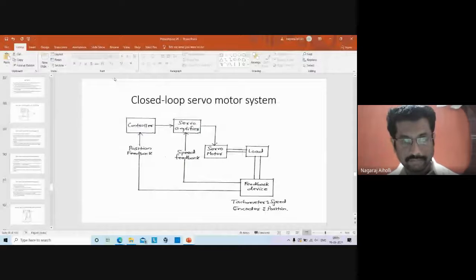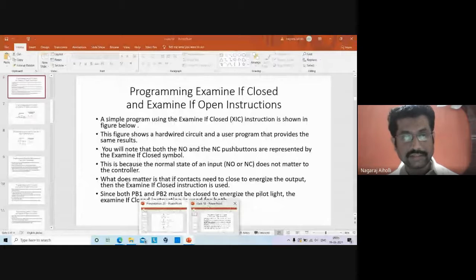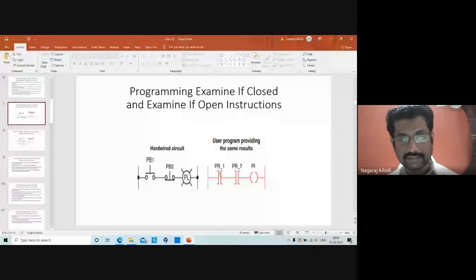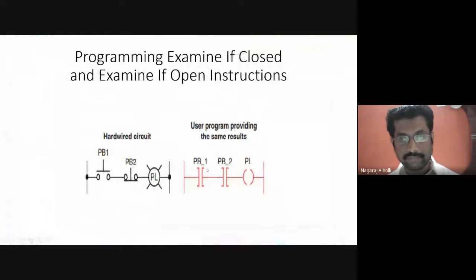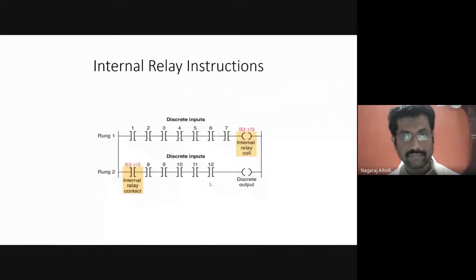Examine if open and examine if closed, you can see here. So how is examine if open represented? It is like this. This is examine if open. Okay, this is how they are represented. If there's a cross mark, it is examine if closed. We'll see them. Look here.